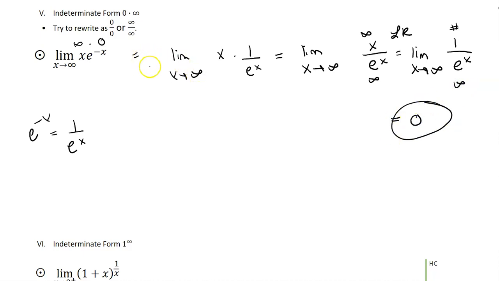Notice again that I don't drop the limit notation until I can actually evaluate the limit. And when I go from here to here, I'm not using L'Hopital's rule again. I'm only using it from this step to this step.